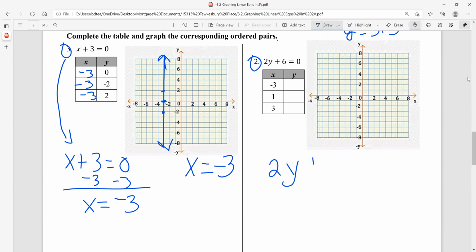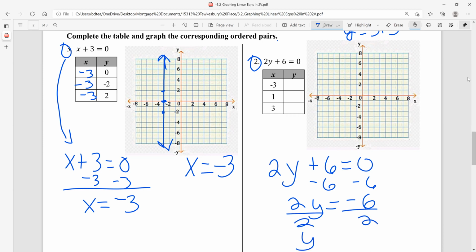So we have 2y plus 6 equals 0. If we subtract 6 from both sides, we have 2y equals -6, and dividing by the coefficient 2, y equals -3. That means y is always -3, because it's constant. So when x is -3, y is -3. When x is 1, y is -3. And when x is 3, y is -3.